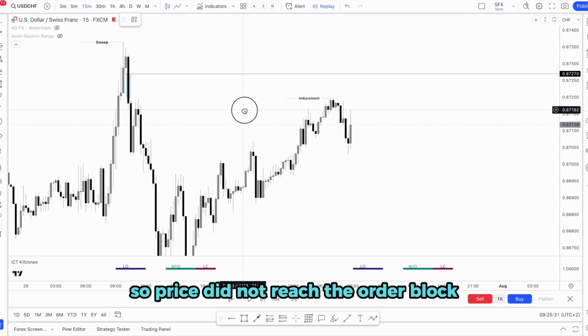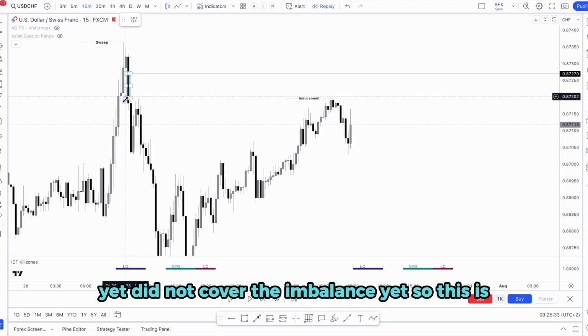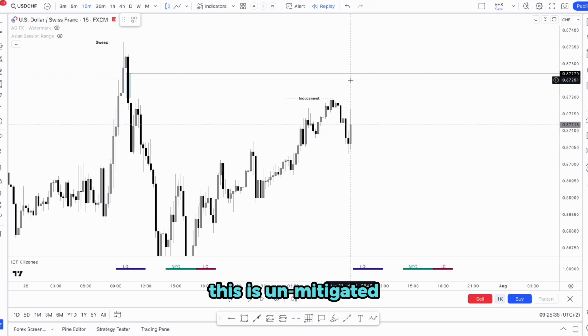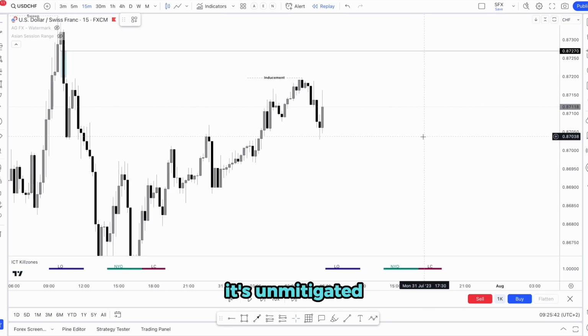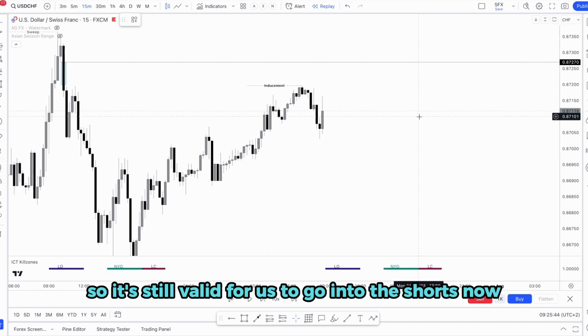Price did not reach the order block yet, and did not cover the imbalance yet. So this is unmitigated at the moment, which means it's still valid for us to go into the shorts.